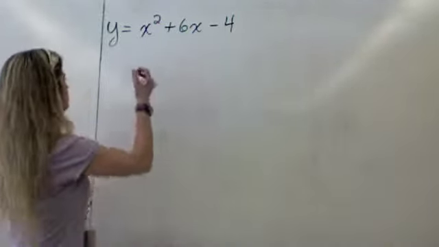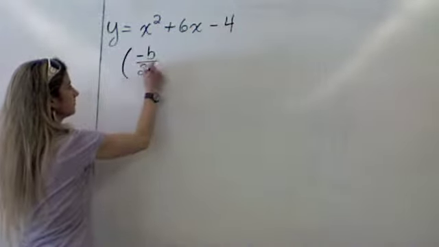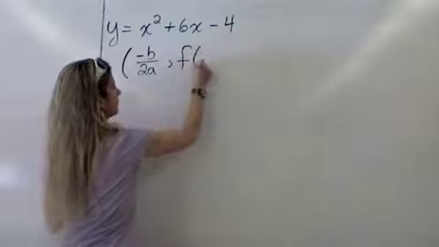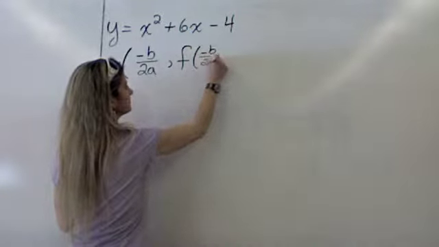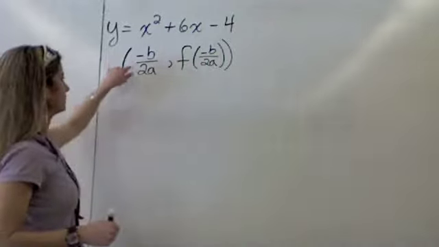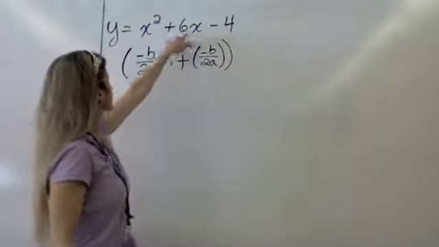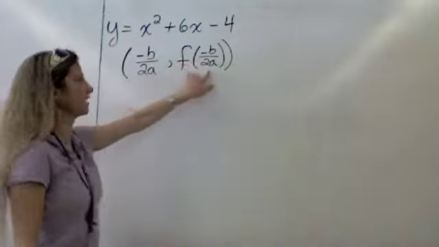So we all know that the vertex is going to be located at the opposite of b over 2a, comma, f of the opposite of b over 2a. Okay? So all this means is we're going to get the opposite of b over 2a, and then whatever number we get here, we're going to plug it in for x. That will give us our y value, and that goes here.